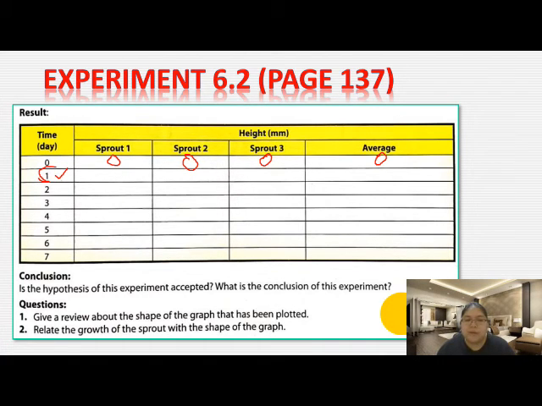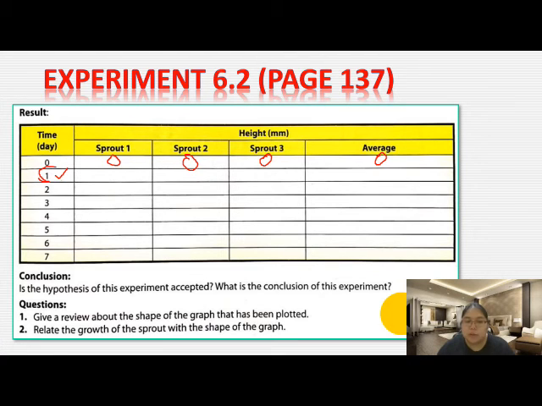After 7 days, you need to answer: is the hypothesis of the experiment accepted? Just now the hypothesis, what they say, you see whether it is accepted or not. So what is your conclusion? Last, you need to answer the question. Copy the question: give a review about the shape of the graph that has been plotted.